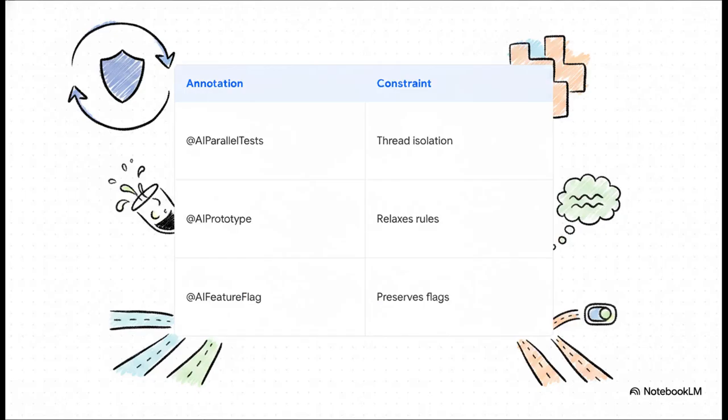To wrap up our tour of all 39 annotations, we have some specialized workflow flags. @AI Parallel Tests ensures any tests the AI generates are thread-isolated with no shared mutable state. @AI Prototype tells the AI it can relax those strict rules for a rapid disposable spike, just as long as it doesn't leak into production. And @AI Feature Flag tells the AI to explicitly preserve conditional routing.